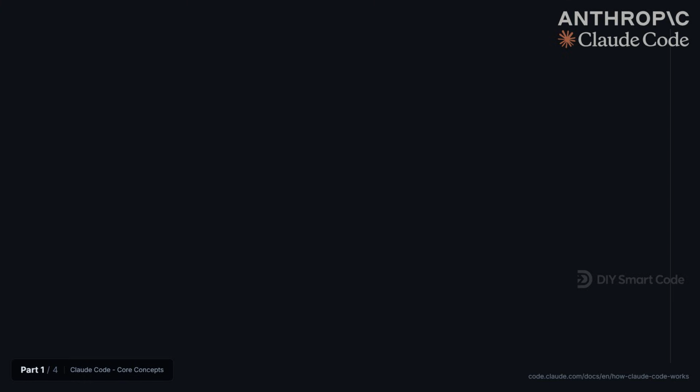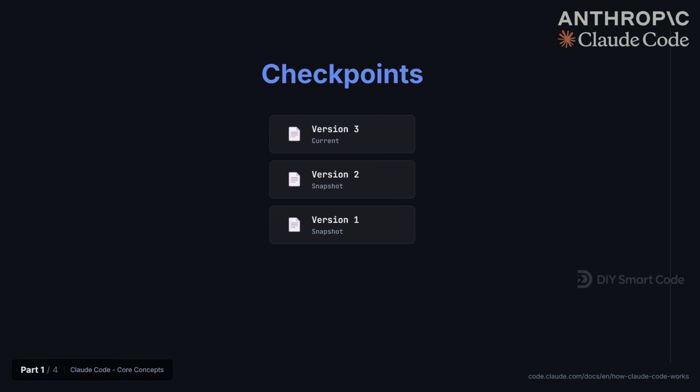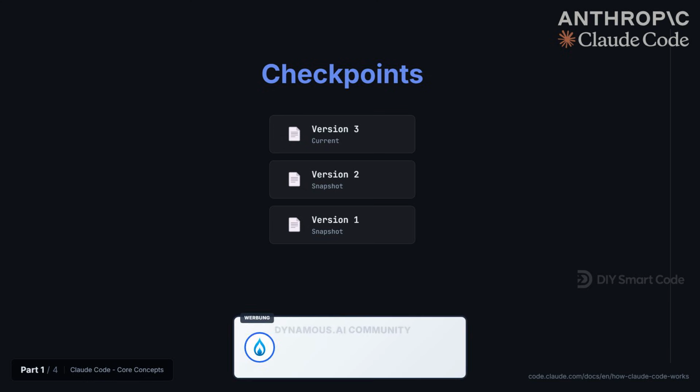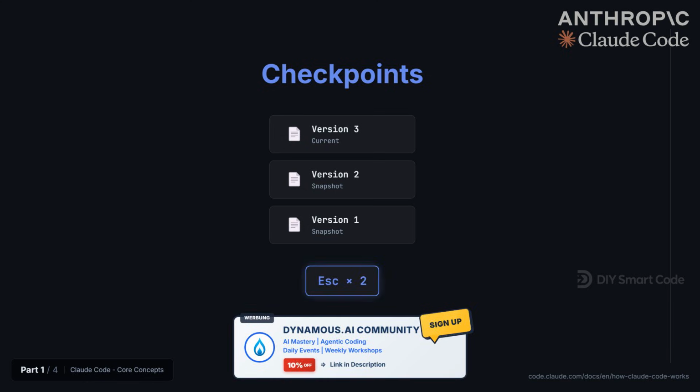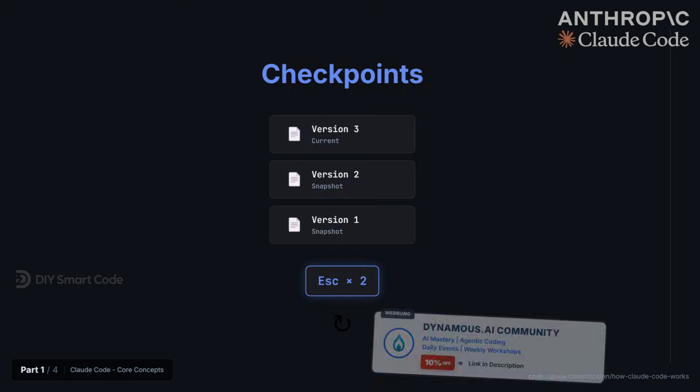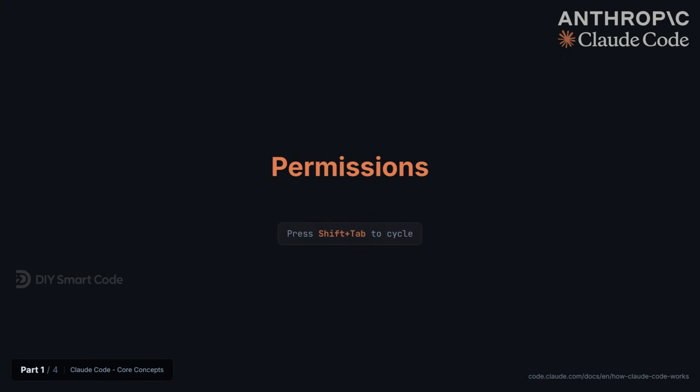Claude has 2 safety mechanisms to keep you in control. First, checkpoints. Before Claude edits any file, it snapshots the current contents. If something goes wrong, press escape twice to rewind to a previous state. Every change is reversible.